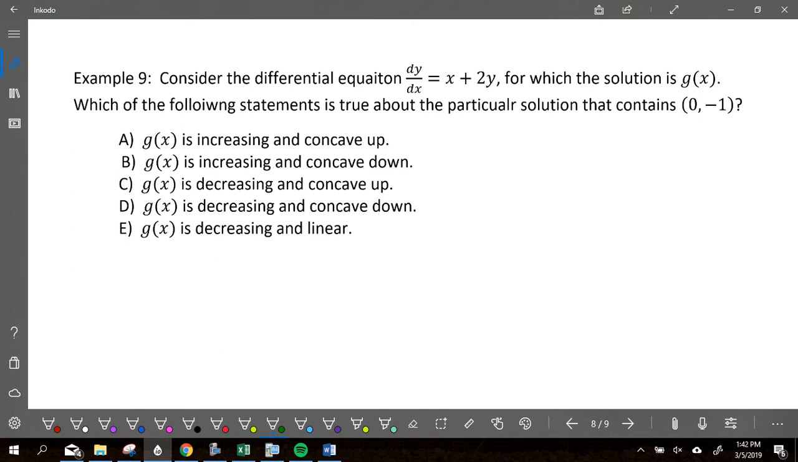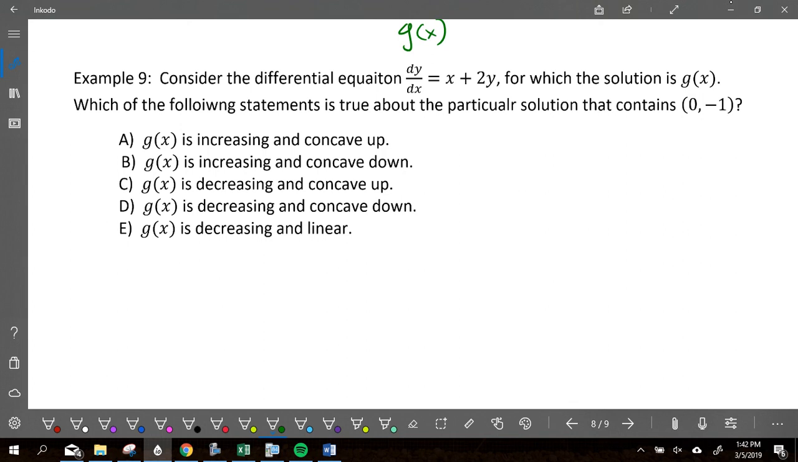Consider the differential equation. dy over dx is equal to that thing, for which the solution is g of x. I hate when they do that, but they call it a solution. What is g of x compared to that dy dx, do you think? It's the y, it's the integral, it's the antiderivative. Or in other words, if you take the antiderivative of that, it gets you to g of x. They call it the solution. It's the y value. It's a weird thing that they do. Which of the following is true about the particular solution that contains the ordered point 0, -1?